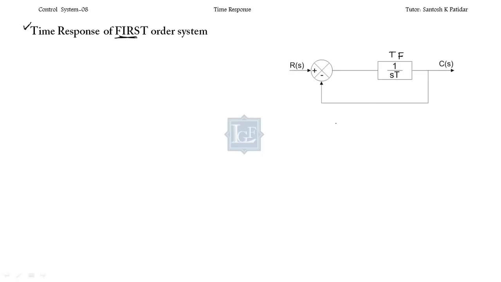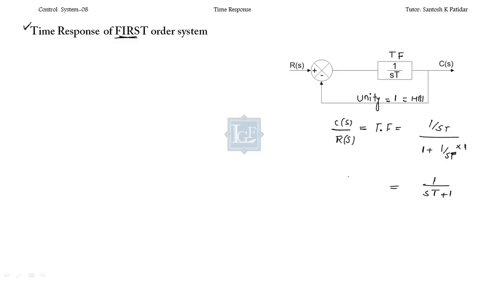It's very easy to find the closed loop transfer function. The closed loop transfer function, that is the transfer function of the first order system, will be 1 divided by sT, divided by 1 plus sT. This is unity feedback, meaning the value of H is 1 over here, so this is multiplied with 1. Finally what you get is 1 over sT plus 1, correct? So this is the transfer function of the first order system.